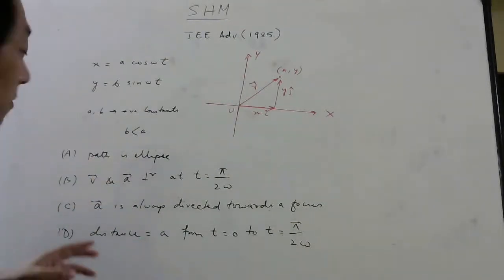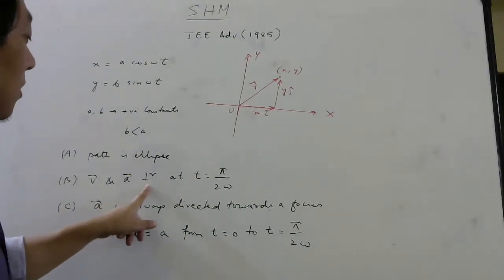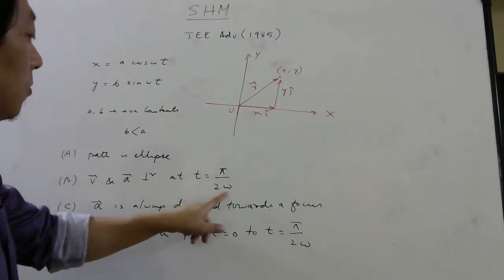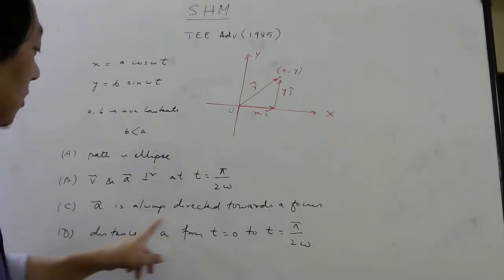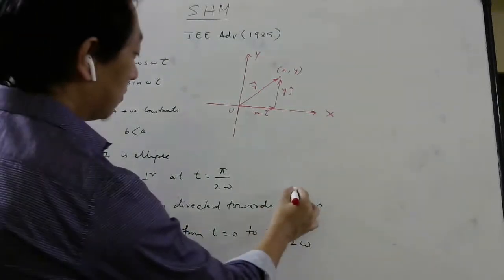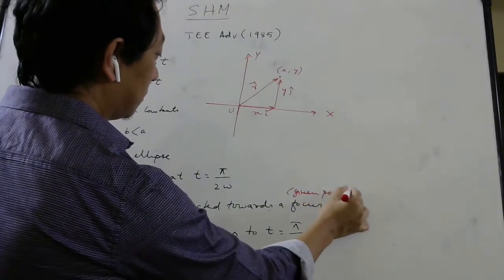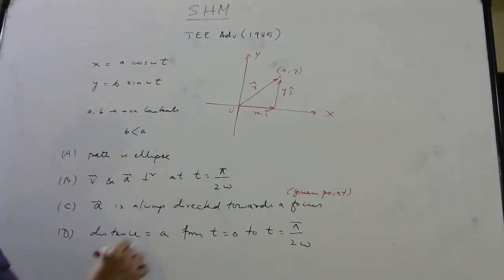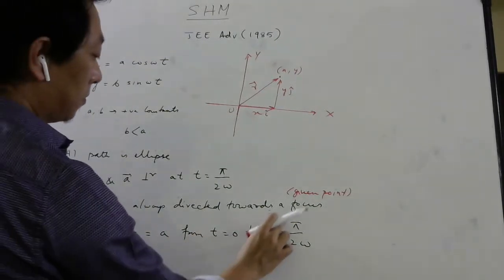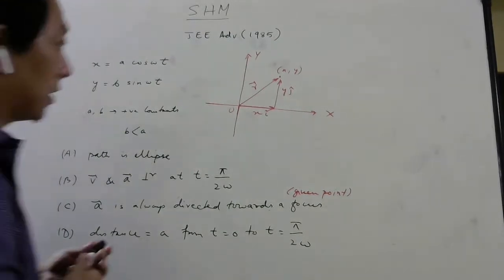Now they are saying the path of this particle would be an ellipse. That is the first option. The second option says velocity and acceleration vectors will be perpendicular at time pi by 2 omega. Acceleration is always directed towards a focus; here, focus means a given point. And the distance covered by the particle is equal to this a from time 0 to time pi by 2 omega.